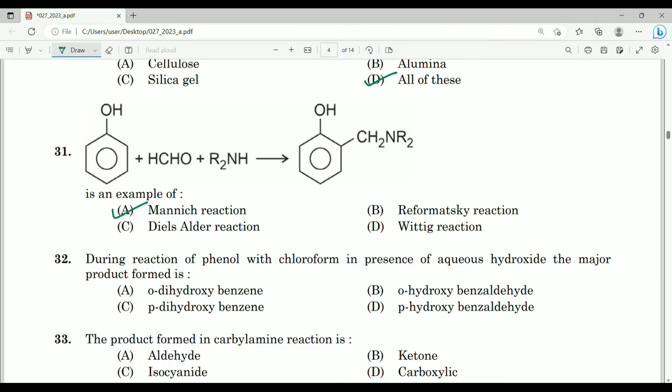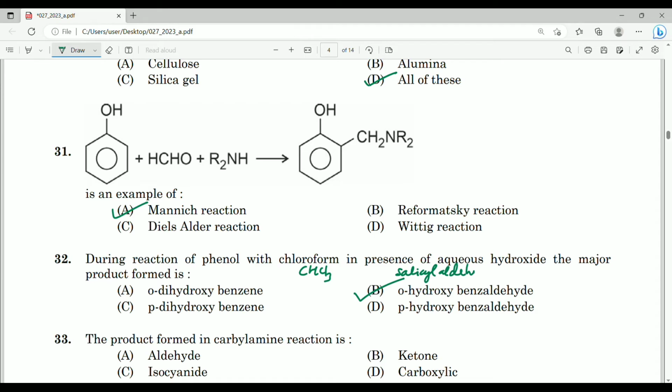Then 32. During reaction of phenol with chloroform in presence of aqueous hydroxide, the major product formed is. So phenol is treated with the chloroform CHCl3. So you will get salicylaldehyde. Salicylaldehyde is also known as orthohydroxybenzaldehyde. So option B is the right answer.